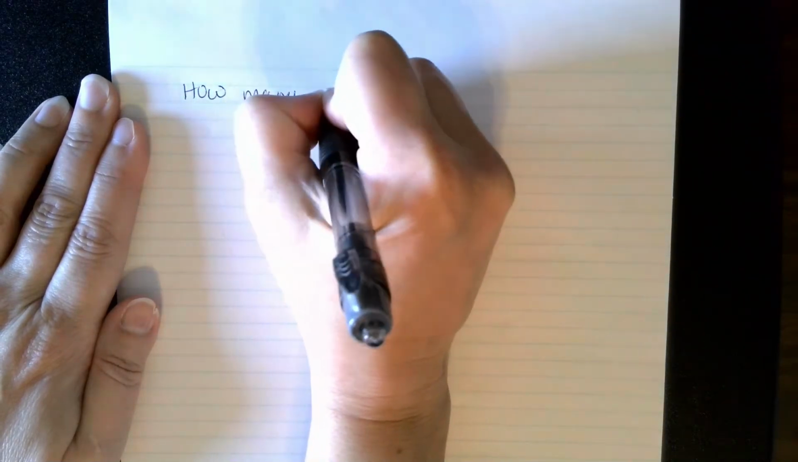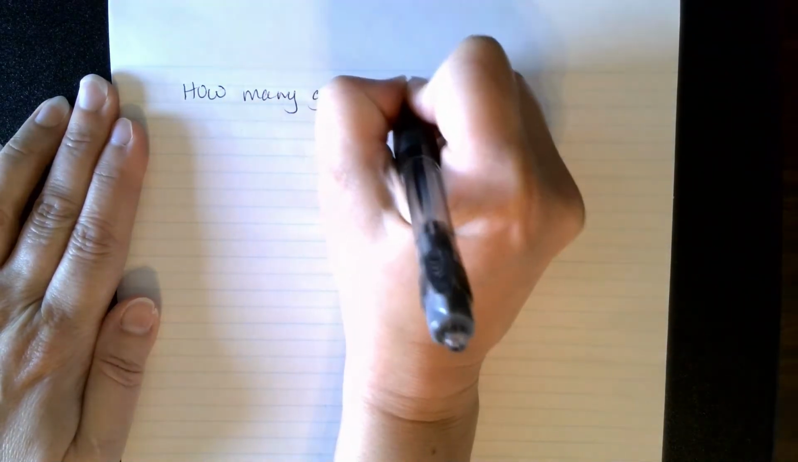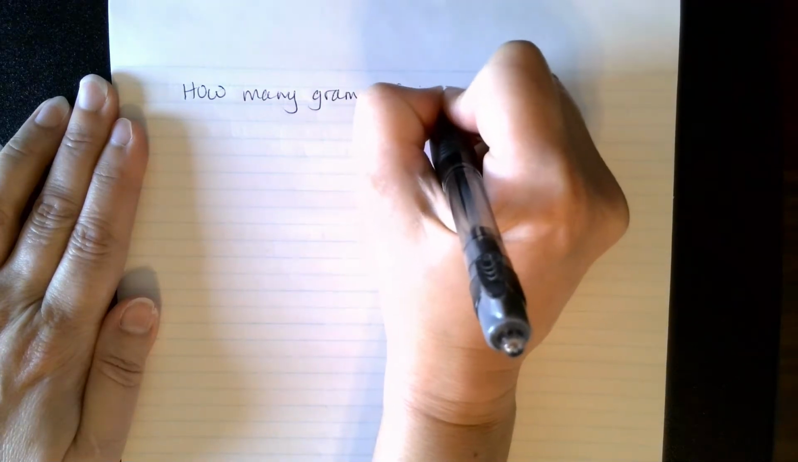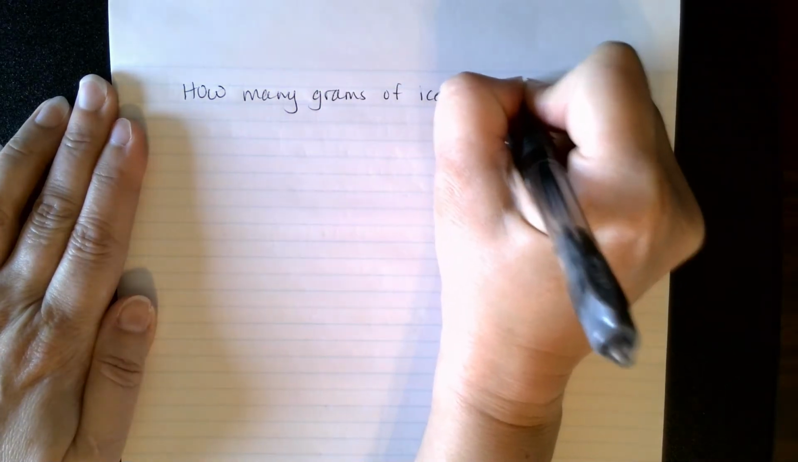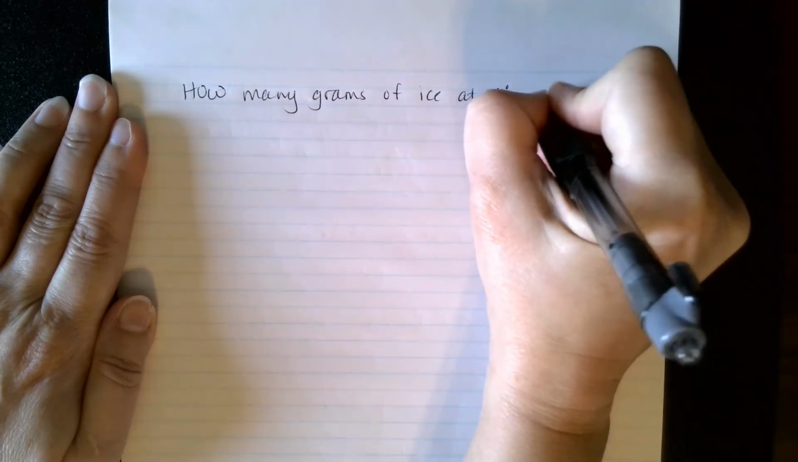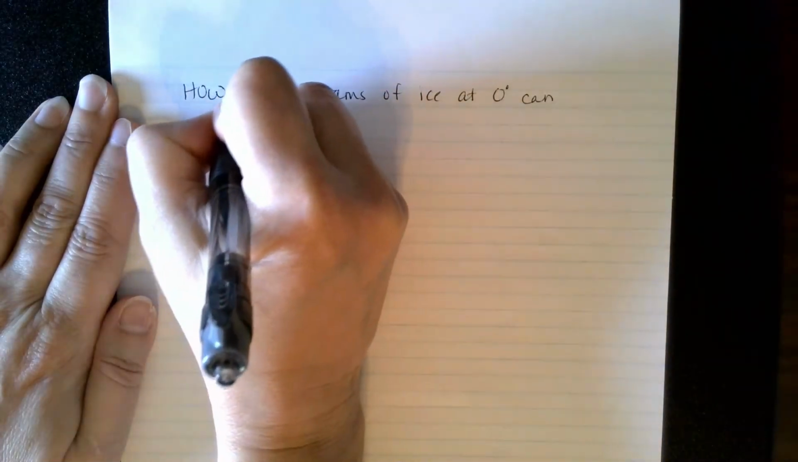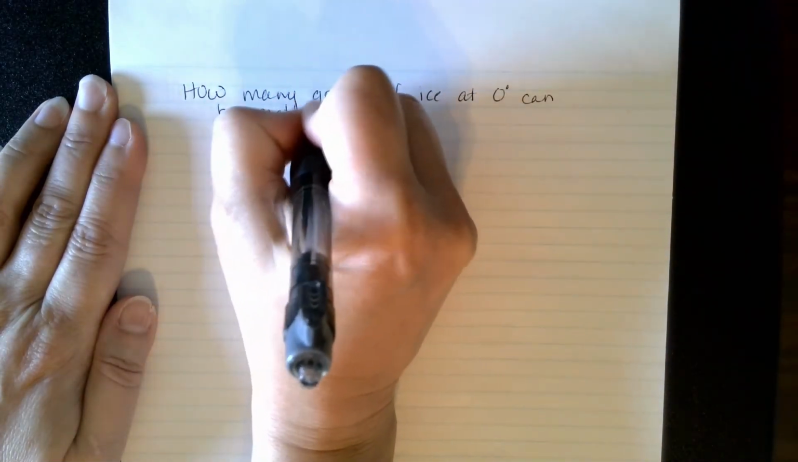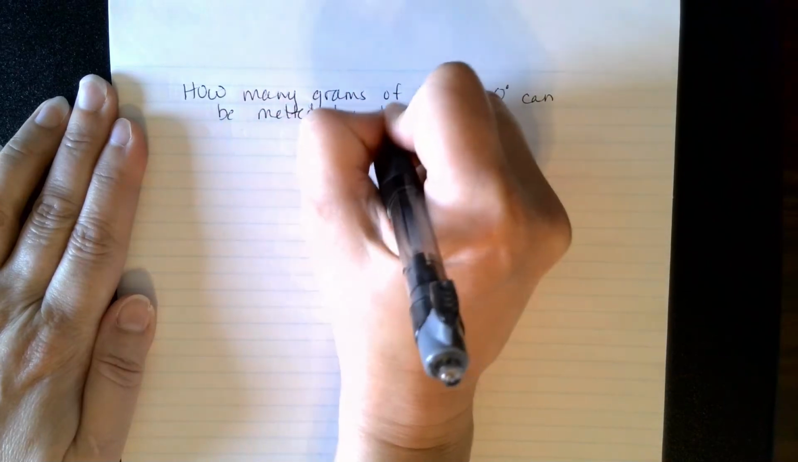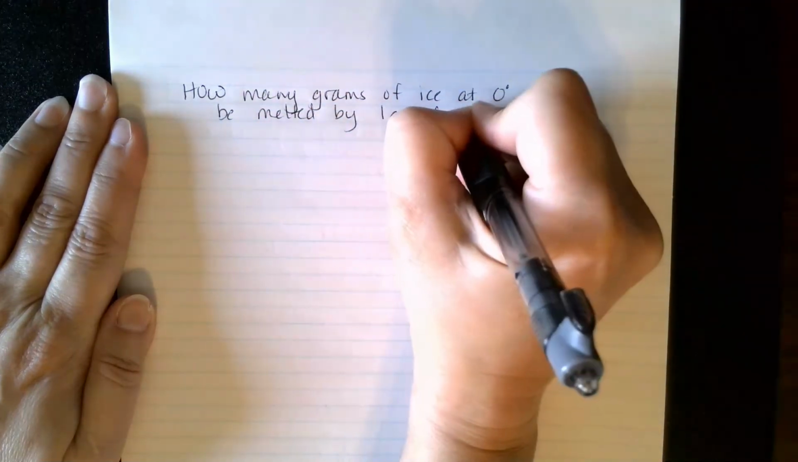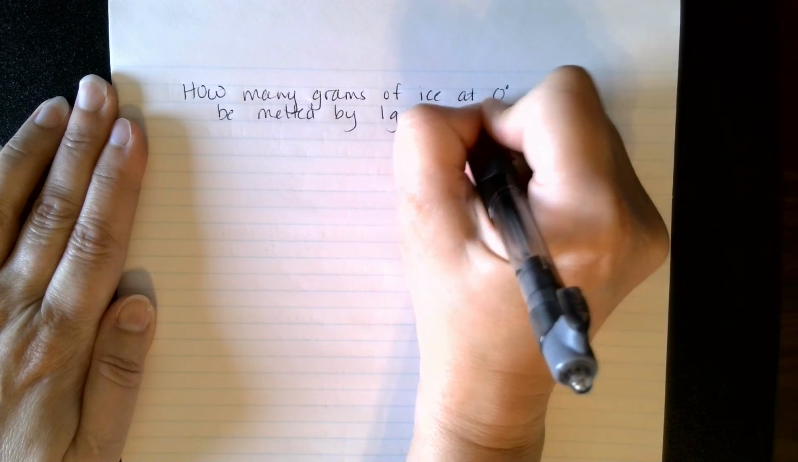Now, how many grams of ice at 0 degrees can be melted by 1 gram of steam?